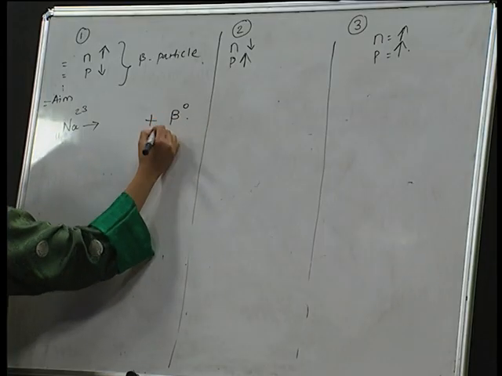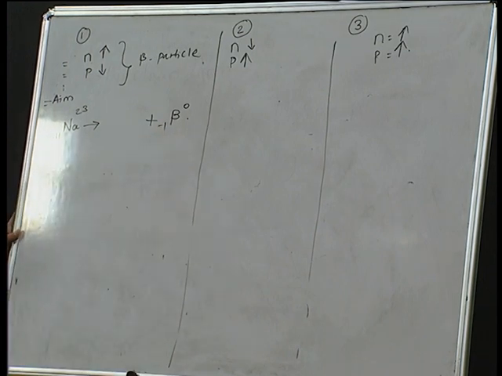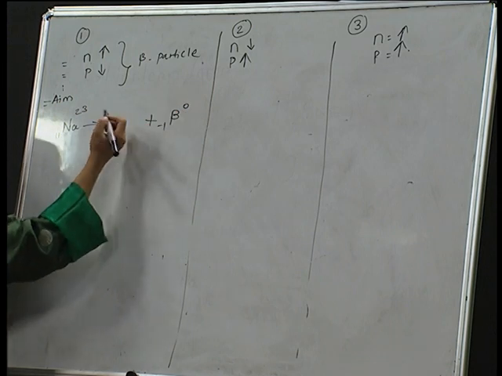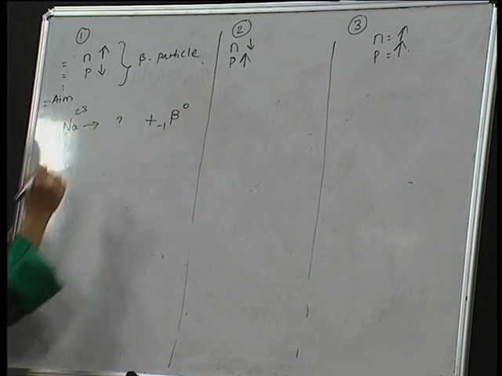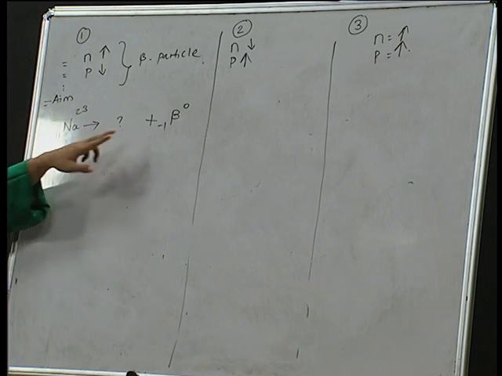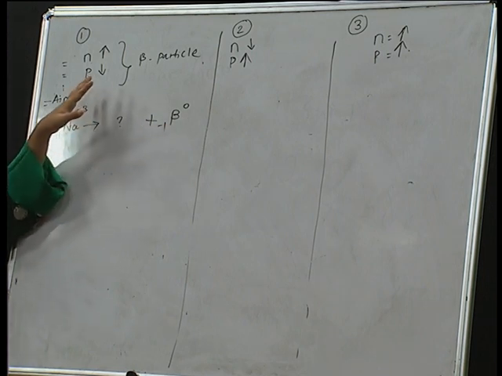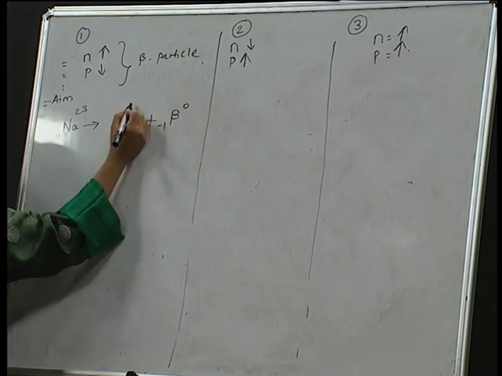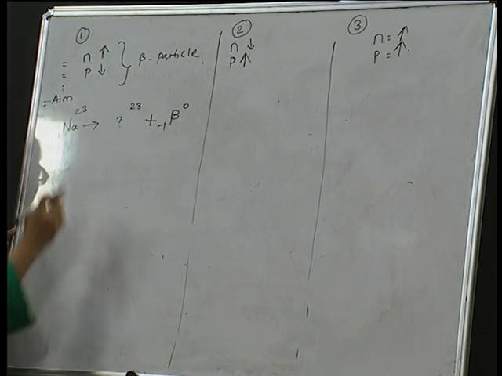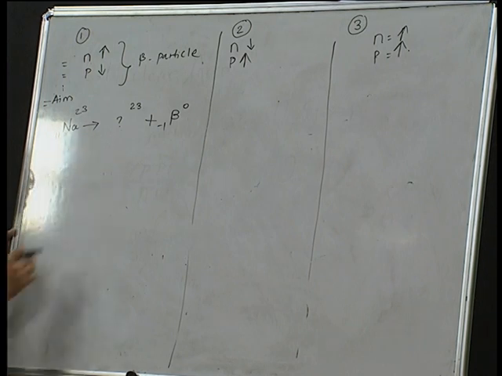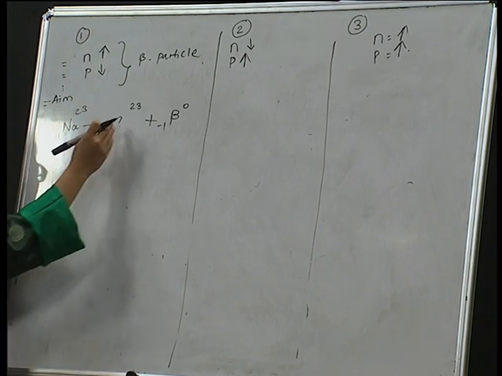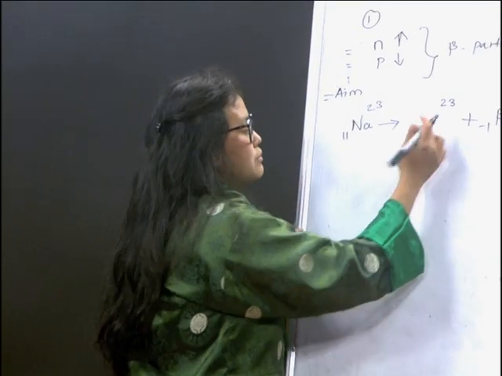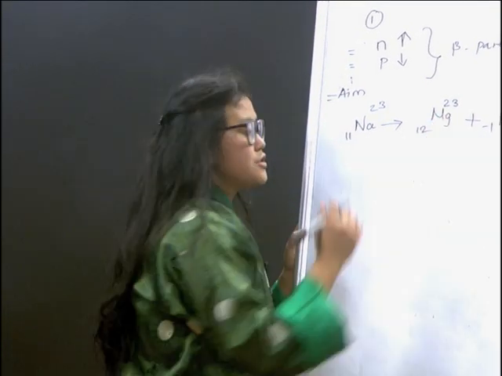So, this is the representation of beta particle. Now, you know the concept, when the beta particle is emitted, how will be the mass number and atomic number? So, when beta particle is emitted, the mass number will remain same as that of the initial element. So, 23. Here atomic number will increase by 1 unit. Now, it becomes 12, and that 12 belongs to magnesium.